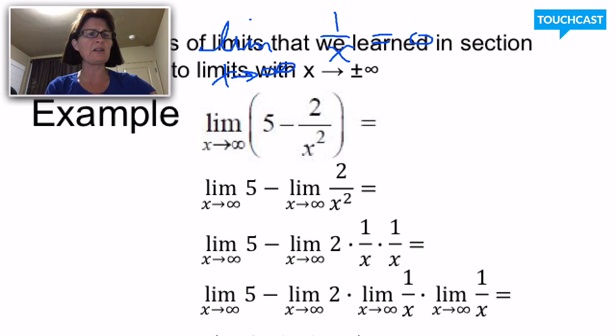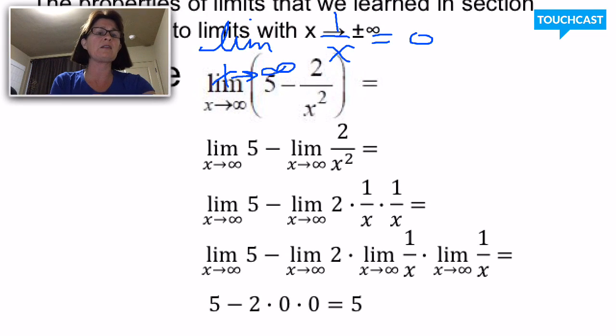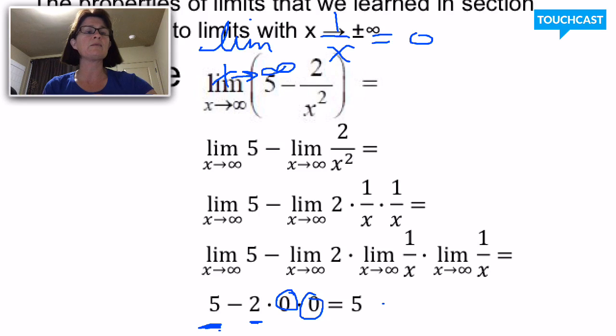And we know that the limit as x approaches infinity of 1 over x is 0. I can replace all of those limits. The limit as x approaches infinity of the constant 5 is 5. The limit as x approaches infinity of the constant 2 is 2. And the limit as x approaches infinity of 1 over x is 0. I can replace those values and simplify, and I get the result: that limit is equal to 5.